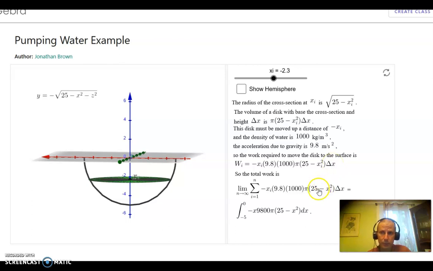And now to get the total work, we just have to take the limit as n goes to infinity of that. And that then turns into the definite integral from minus 5 to 0 of minus x times 9800 pi times 25 minus x squared dx. Now by multiplying this x through the parentheses, you can get the actual value if that's something you care about.